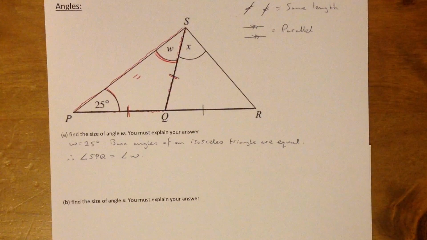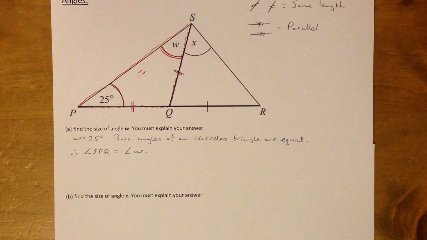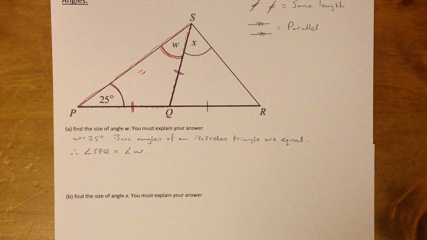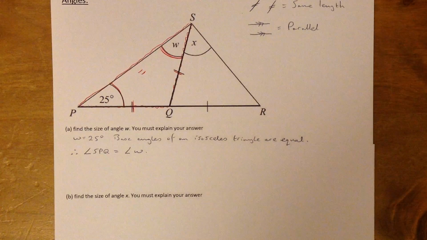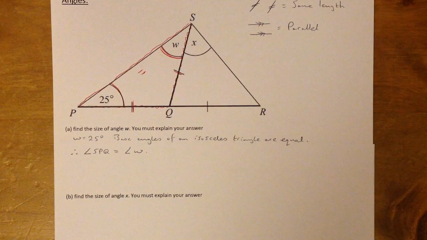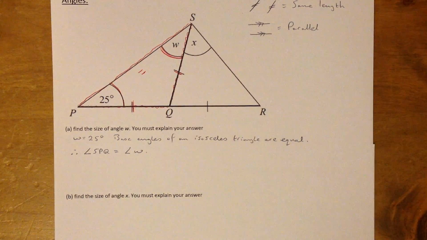Let's move on to B then. B says, find the size of angle X. And here's where I give my students my biggest hint or tip with angles. Don't focus on the angle that they're asking you for, but focus on trying to fill in anything in the diagram that you can, and you'll probably find, a bit like doing a Sudoku puzzle, you will end up being able to find the angle that you're after through a process of elimination.